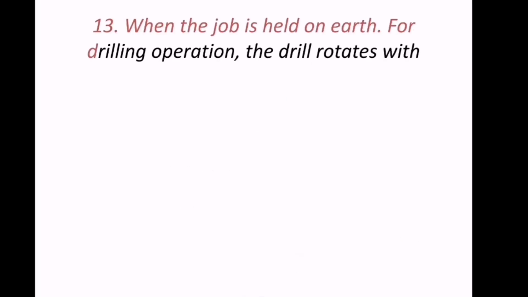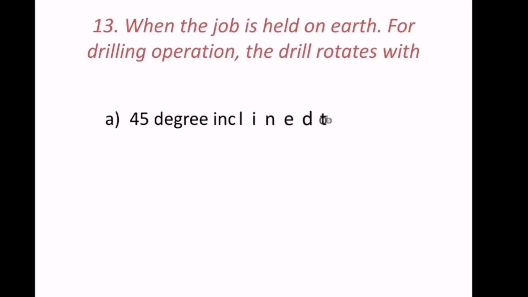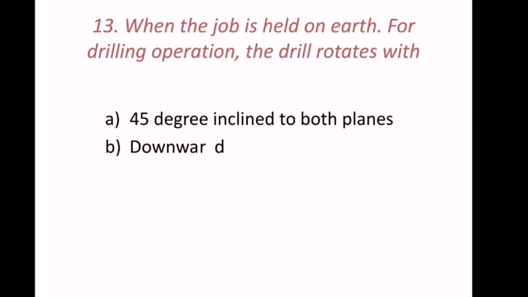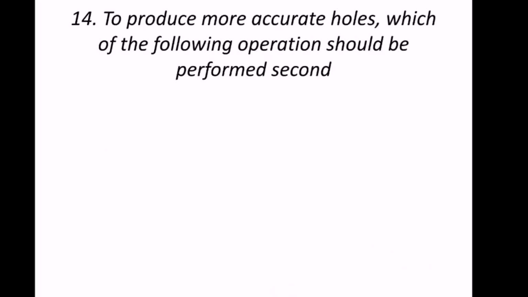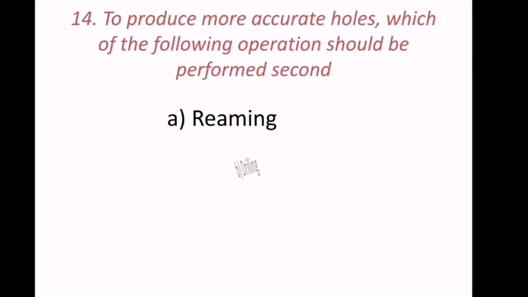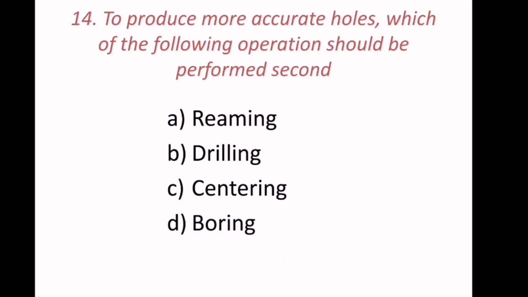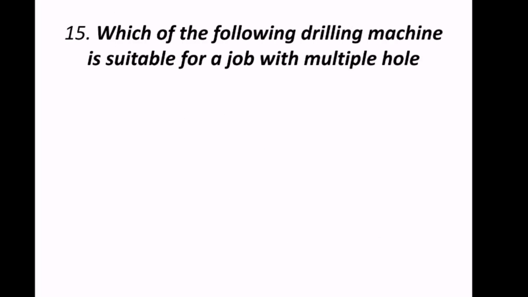Thirteenth question, when the job is held on earth, for the drilling operation the drill rotates at 45 degrees incline to both the planes, in a downward direction, or upward direction, or none of the above. The answer is downward direction. Fourteenth question, to produce more accurate holes, which of the following operations should be performed second? Out of reaming, drilling, centering and boring, centering is first, second is drilling, third is reaming, fourth is boring. So second is the drilling operation.